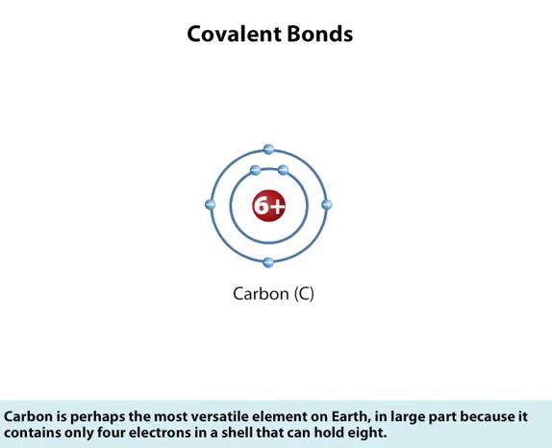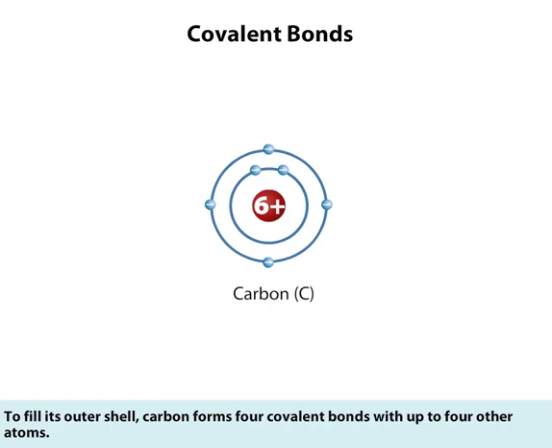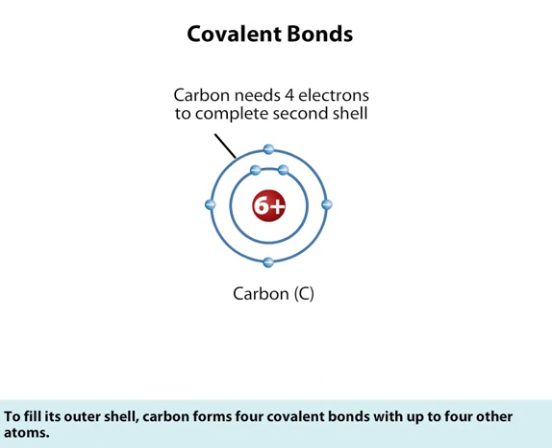Carbon is perhaps the most versatile element on Earth, in large part because it contains only 4 electrons in a shell that can hold 8. To fill its outer shell, carbon forms 4 covalent bonds with up to 4 other atoms.